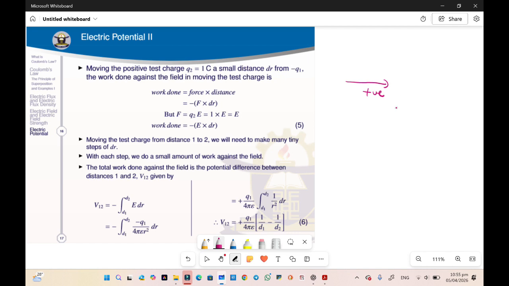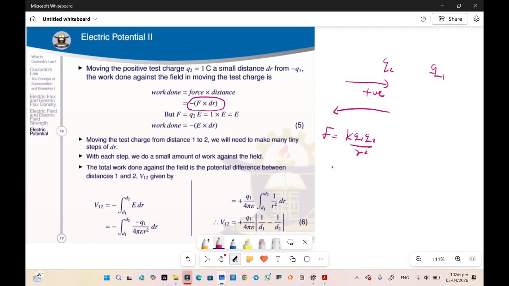And because we are moving Q2 from Q1, which is a negative charge, in the opposite direction, the work done is going to be a negative value, right? Because the distance or the displacement is in the opposite direction. So we will have work done as minus F times the distance dr, a very small distance dr. If we recall, force is equal to k q1 q2 all over r squared, okay?